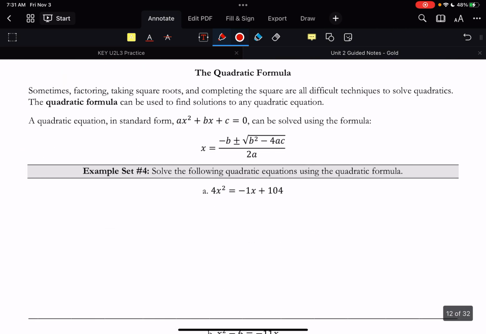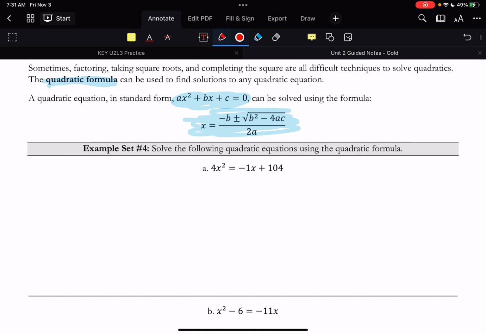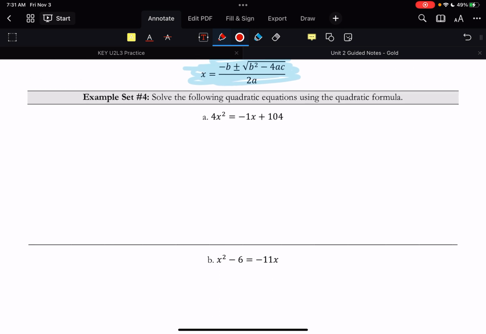All right, quadratic formula. It can be used to find solutions to any quadratic equation. The only thing that you need to do with the quadratic formula is make sure that it's in standard form: ax squared plus bx plus c is equal to 0. And you just work with this formula: opposite b plus or minus the square root of b squared minus 4ac, all divided by 2 times a. So step 1, again, always make sure that you get your equation in standard form equal to 0.